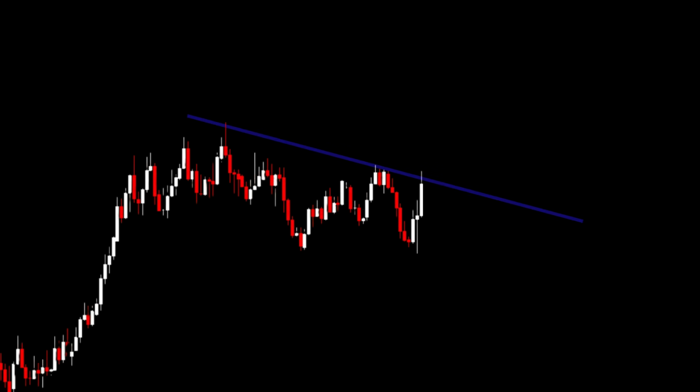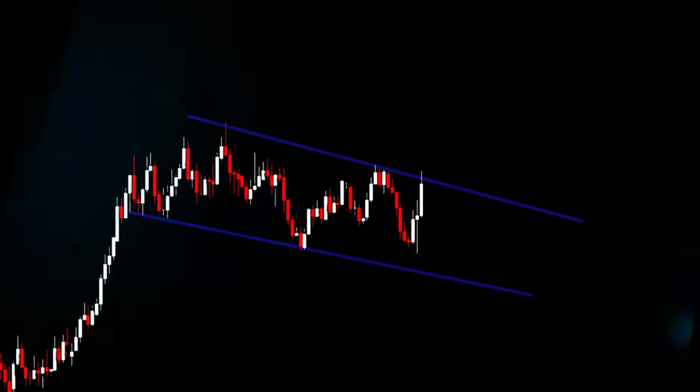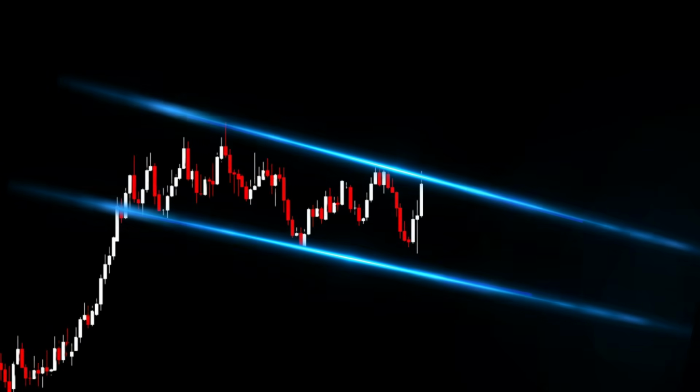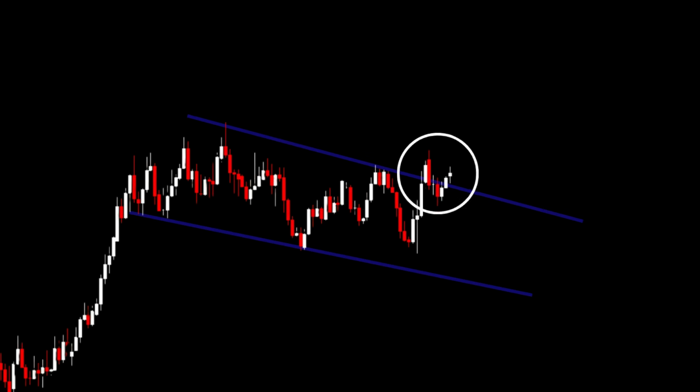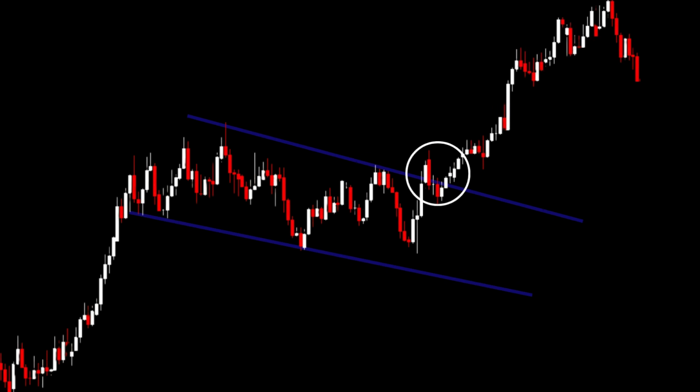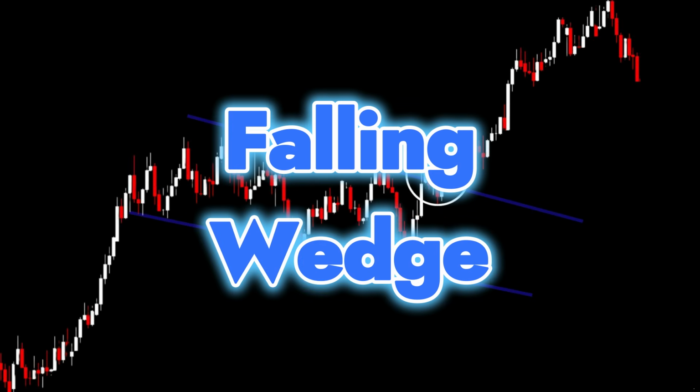Here's what I do. I identify the minor highs and lows, and then I connect them with two lines to track how the market is moving within that zone. Once there's a breakout from the upper line, that breakout could be completely valid, and it often signals a trend continuation, which is exactly what we are looking for. Now, because of its shape, this pattern is known as a falling wedge, a bullish trend continuation pattern.